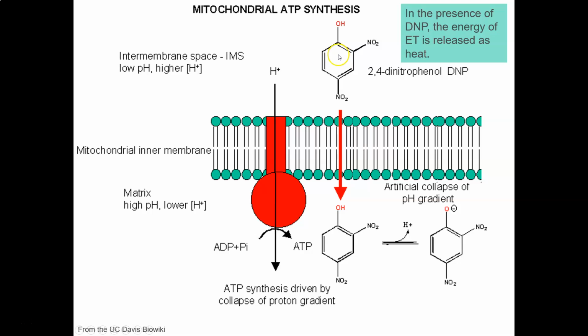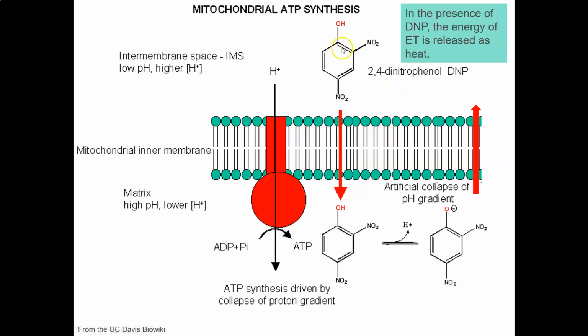So what happens is this is sufficiently lipid soluble that it can cross the membrane. So now here it is in the matrix, and the matrix has a higher pH and a lower proton concentration. That's going to favor the release of this proton to form the dinitrophenolate anion. And again, that can cross through the membrane too because of the delocalization of the charge. So that means that it can come back. And once it comes back into the intermembrane space, it can become protonated again.